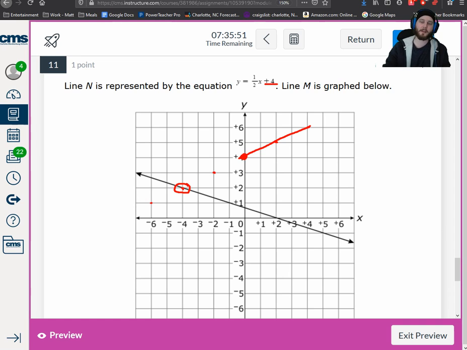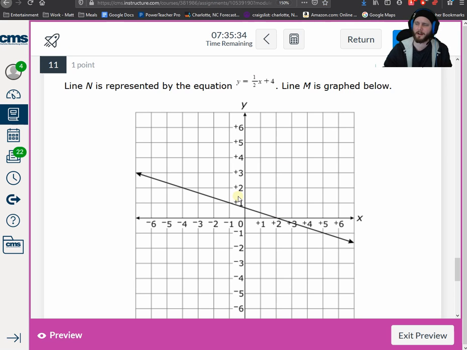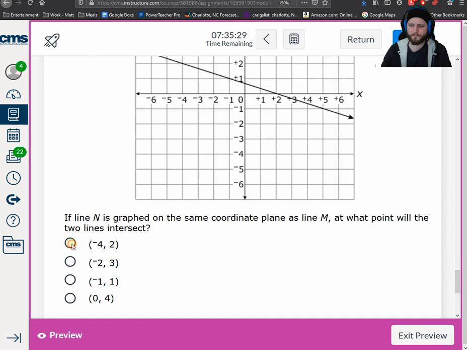Likewise, another thing you could have done was you could have tried to recreate this graph exactly in this GeoGebra. I don't actually know how to say that. I'm not going to fret about it. But yeah, it's going to cross at (-4, 2). That's where it would intersect.